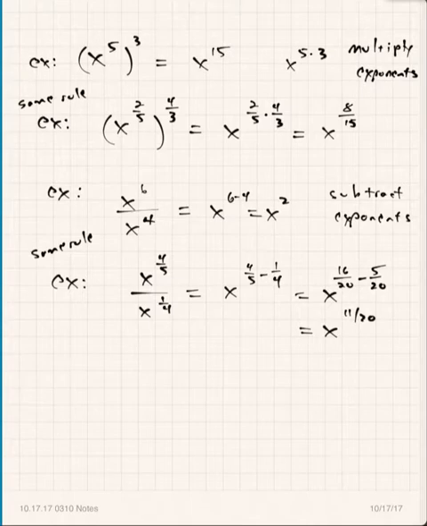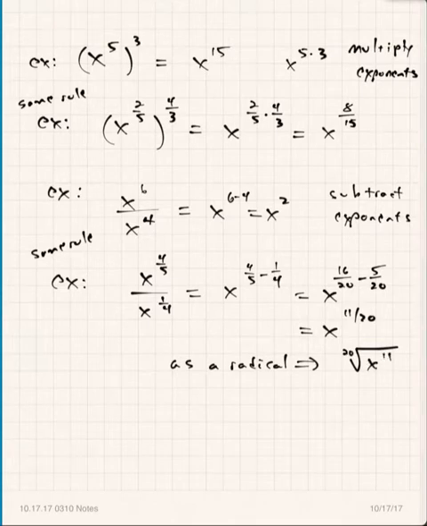By the way, let's review this one more time. As a radical, this last problem, if you were going to write it as a radical, remember, it's power over root. So x to the 11/20th power would be the 20th root of x to the 11th power. I just want you to be able to go back and forth between exponent form and radical form. And so I just wanted to say that one more time.